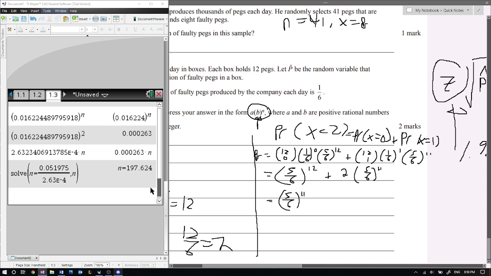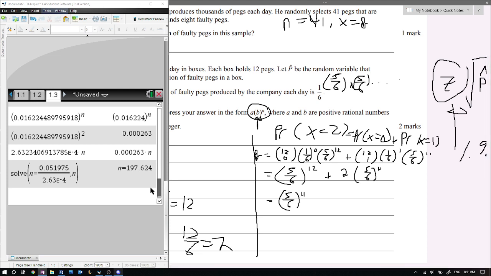(5/6)^11. Because if you think about it, if you're having (5/6)^12, that's essentially just 5/6 times by itself 12 times. So if you have 5/6 times by itself 11 times, it is just one 5/6 away from being times 12 times. That means that (5/6)^11, you can take that out as a common factor.